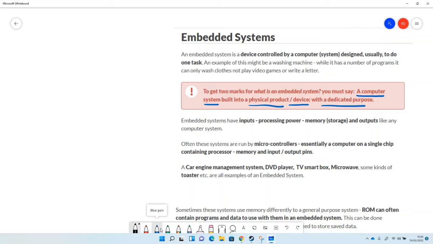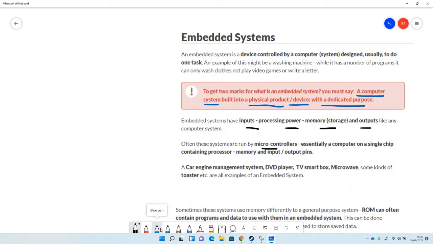Embedded systems, just like any other computer system, have an input, a process, and some storage and output. That's what makes it a system, just like any system. It's just that these inputs are slightly different to our traditional computer. There's normally no mouse and no keyboard, but we might have other things like buttons. There might be a small display or some lights, that kind of thing.